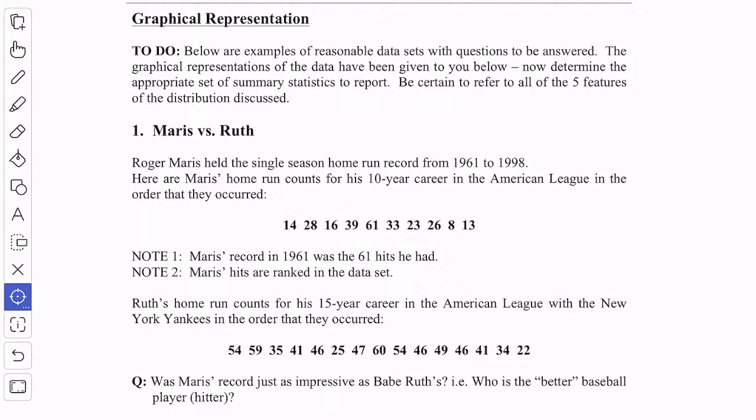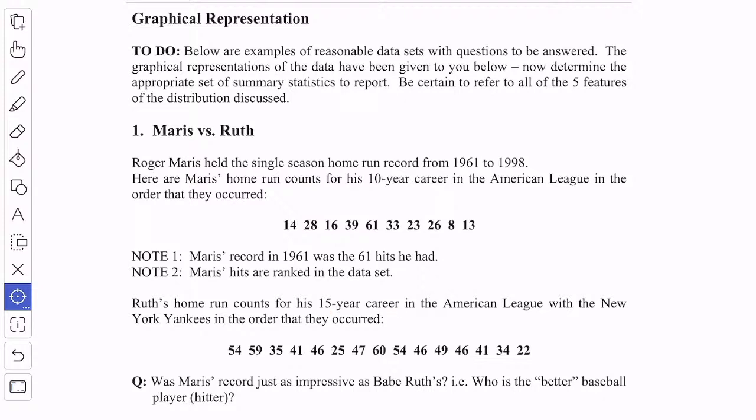So the first data set is about baseball players. Here are two popular baseball players. These are the home run hits per season for Roger Maris. And here are the home run hits for Babe Ruth in his entire 15-year career.